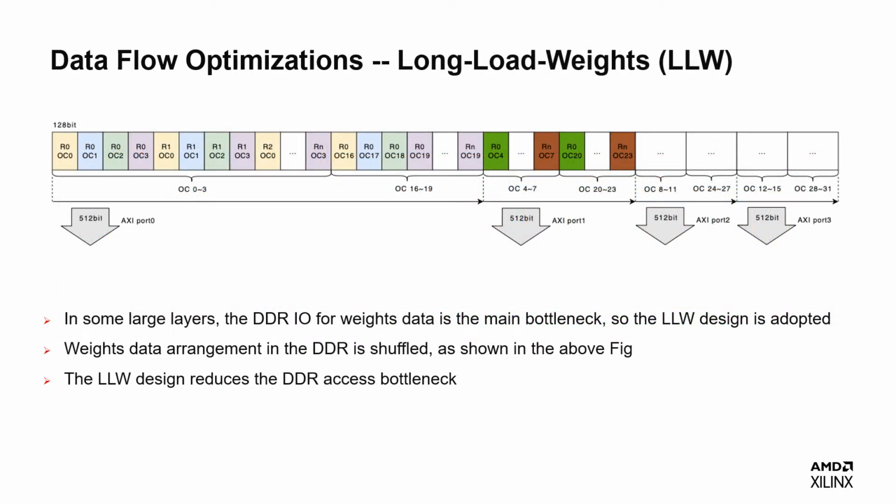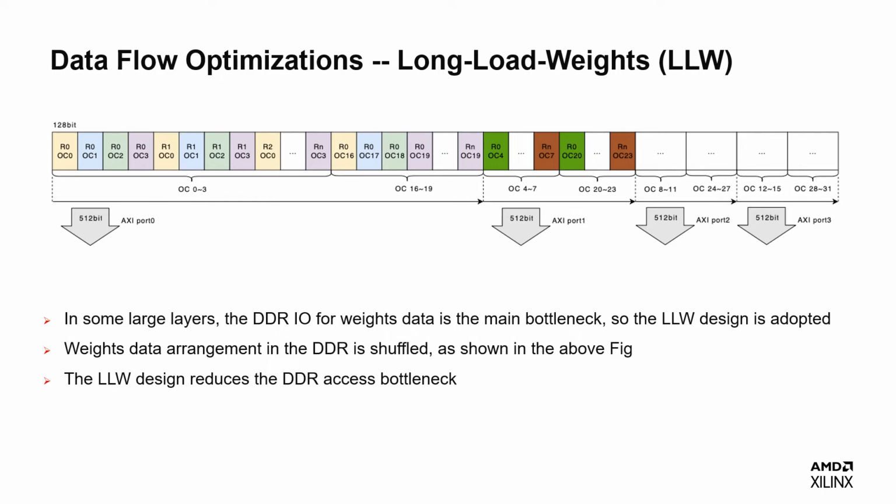Then only the weight data of each layer should be loaded into the on-chip RAM from DDR. In some large layers, the DDR I/O for weight data is the main bottleneck. To optimize this point, the long load width design is adopted. The weight data arrangement in the DDR is shuffled.